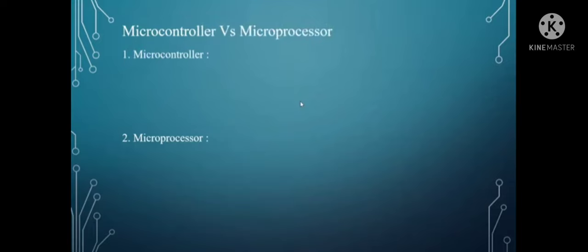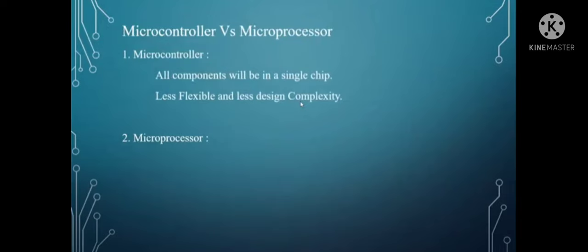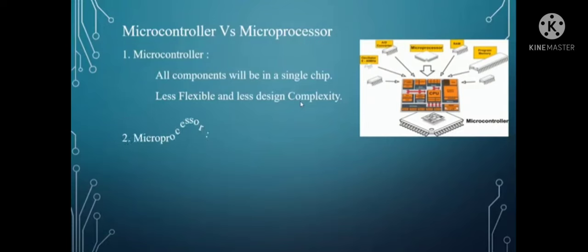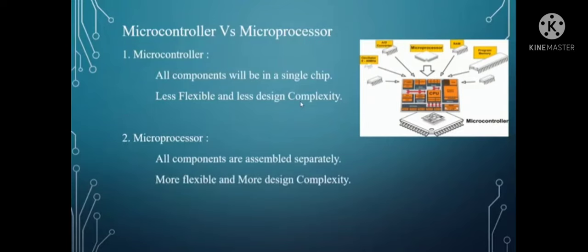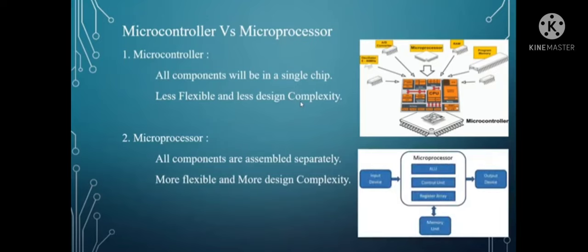In a microcontroller, all components will be in a single chip. The flexibility is less, and the complexity is also less. In a microprocessor, all components are assembled separately. Flexibility is more, but the design complexity is more.